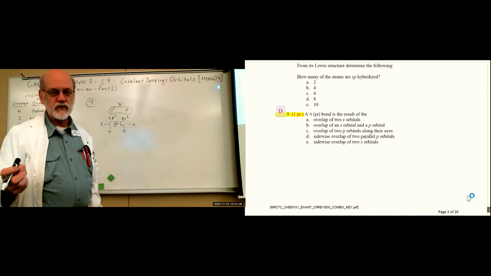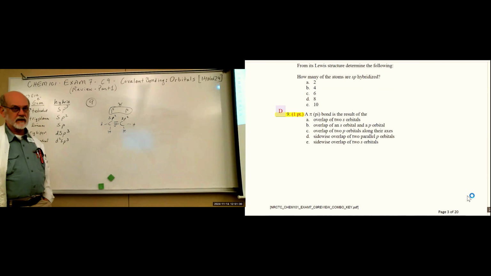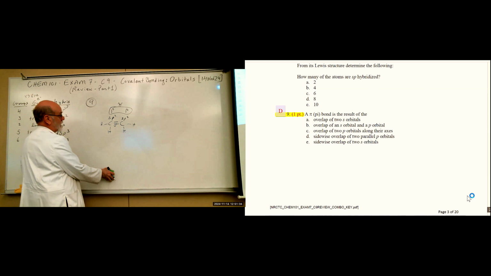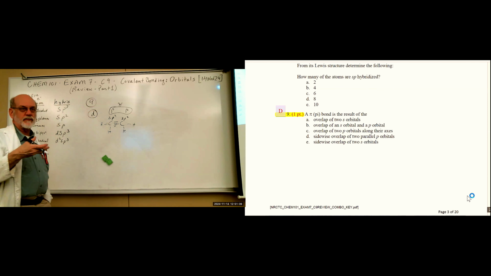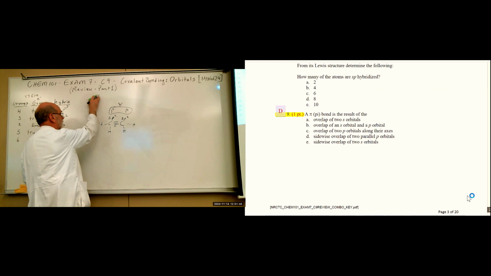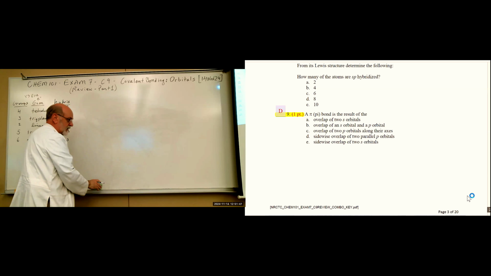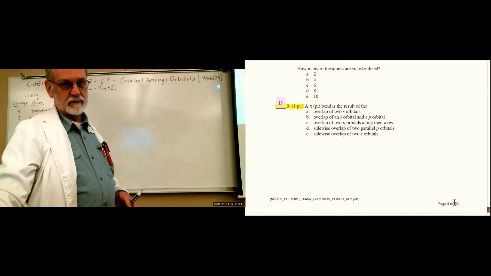And sideways overlap of 2 s orbitals doesn't happen because s orbitals are spherical. So they don't have to go sideways. Doesn't do them any good anyway. So D is the best answer. It's a sideways overlap of p orbitals. In the valence bond theory, right? We're still working with that at this point.